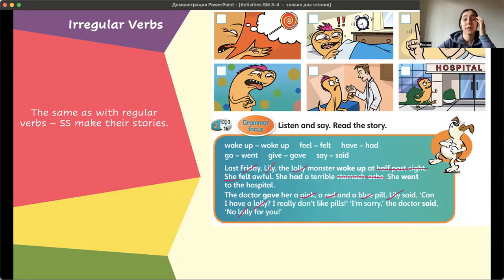Well, I usually write the forms on the board when we discuss these pictures. So they say the monster, for example, have a stomach ache. I say, have is present. What about the past? Maybe someone knows and says had. So I write had. And then we practice.